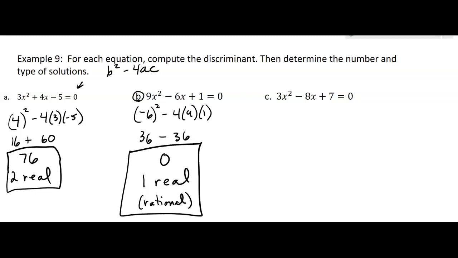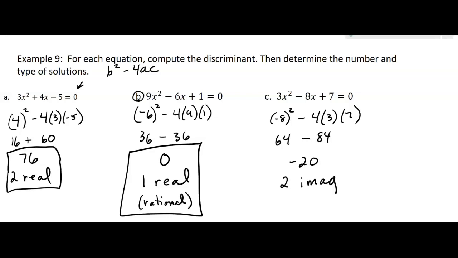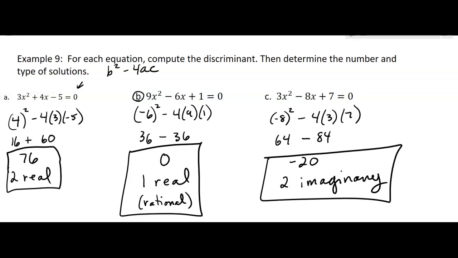Okay. And then the last one, we're going to have negative 8 squared minus 4 times 3 times 7. So negative 8 squared, that's 64 minus, and that's going to be 12 times 7, which I think is 84. So I think I'm getting a negative 20 for the discriminant. That means there will be two not real or imaginary. I'm just going to put imaginary solutions. Okay, there you go.